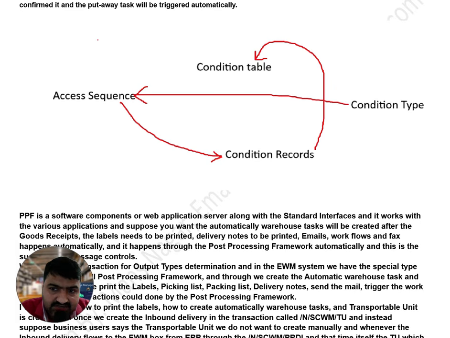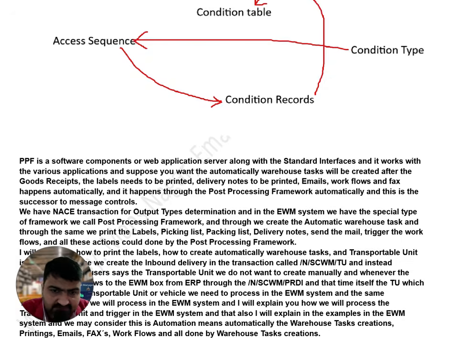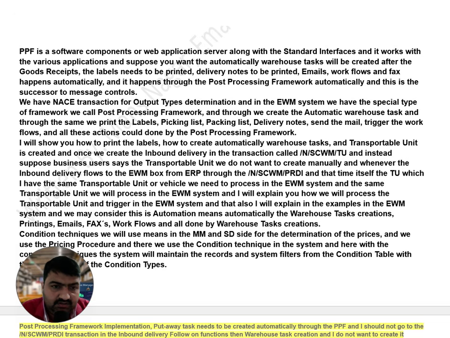So first is the condition table. What is the meaning of table? A condition table means a collection of something. So the condition table contains the access sequence, whatever we are going to trigger in the sequence. I will explain this. An access sequence approaches condition records, because if we have the tables, definitely there should be records. So we have the condition records. Condition records will again check the condition table. Okay, this is the condition type, access sequence, condition record, condition table. Simple. So let's come to the theory.